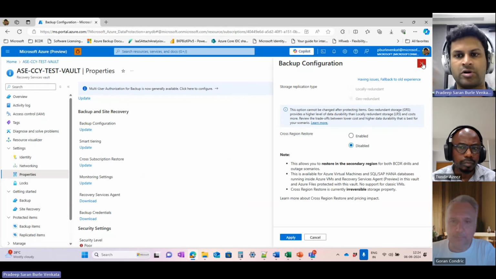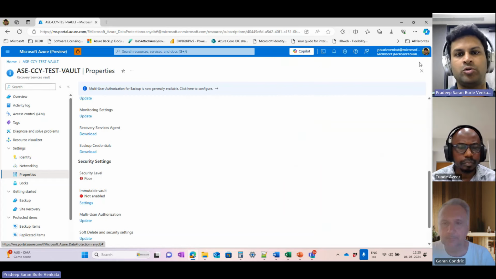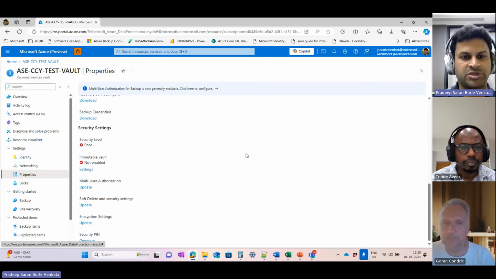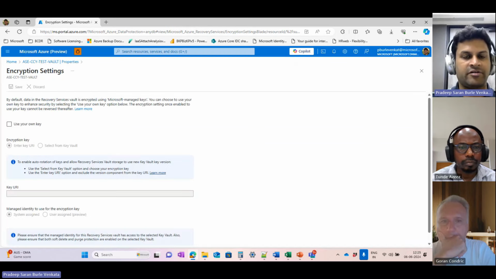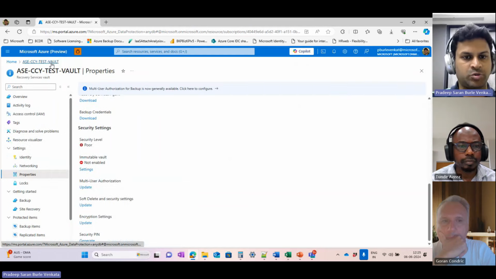And coming to security, this is what we spoke about, immutable vaults. Once you enable immutability, we will not let users delete or change the backup policy configuration. And this is the lock I was talking about. Once you lock this, there's no turning back. So nobody would be able to delete the backups that you have. And we have multi-user authorization, we have soft delete capabilities, and by default we enable encryption of the data at rest, which is sitting in your Recovery Services Vault. It is automatically encrypted using Microsoft managed keys. And in case you want to bring your own key, or you are using a customer managed key, you can use those capabilities as well. So these are some of the vault capabilities that you get.